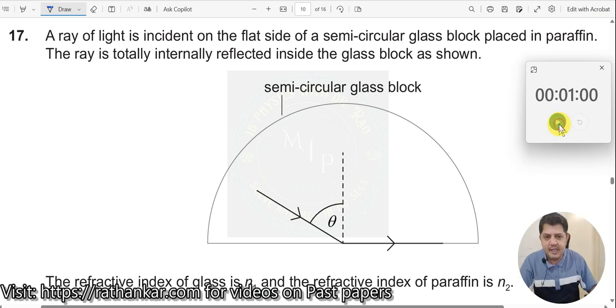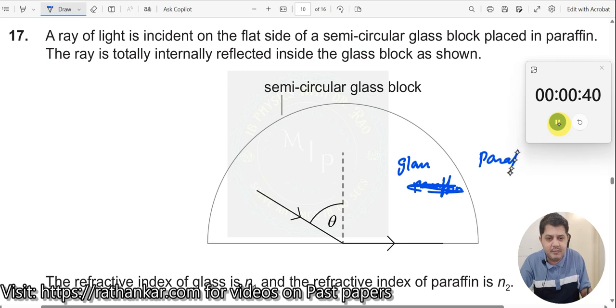Question number 17. A ray of light is incident on the flat side of a semicircular glass block placed in paraffin. This is a ray of light. This is a paraffin block over here. So this is your paraffin. Sorry, this is your glass. I'm sorry, this is your glass. This is your paraffin block.